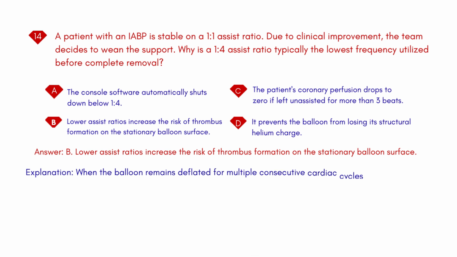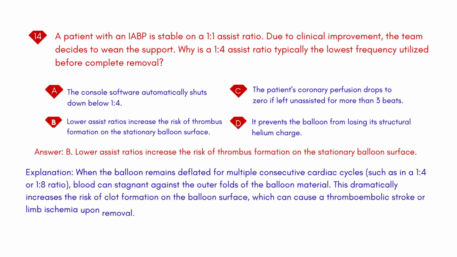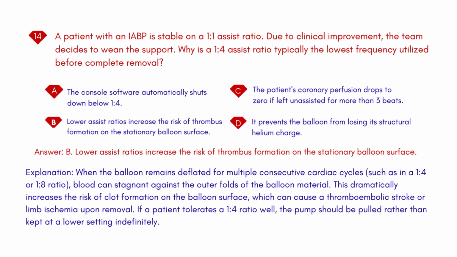Explanation: when the balloon remains deflated for multiple consecutive cardiac cycles, such as in a 1-to-4 or 1-to-8 ratio, blood can stagnate against the outer folds of the balloon material. This dramatically increases the risk of clot formation on the balloon surface, which can cause a thromboembolic stroke or limb ischemia upon removal. If a patient tolerates a 1-to-4 ratio well, the pump should be pulled rather than kept at a lower setting indefinitely.